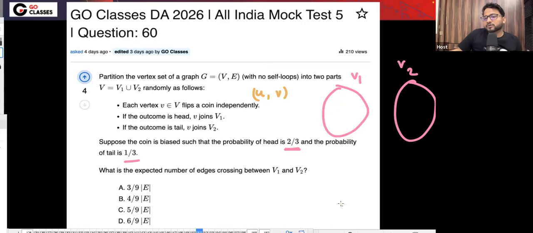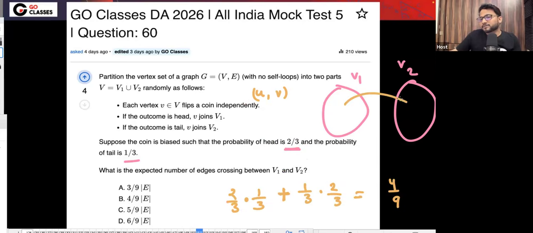So what is the probability that u will be in b1? Anything goes to b1 with the probability of head. U is in b1, and at the same time v is in b2, which means this is the probability. Or u is in b2, and then v is in b1, something like this, right? So basically this is 2 by 9 plus 2 by 9, which is 4 by 9. So 4 by 9 is the probability that there will be a crossing edge. So any edge can be a crossing edge with 4 by 9 probability.